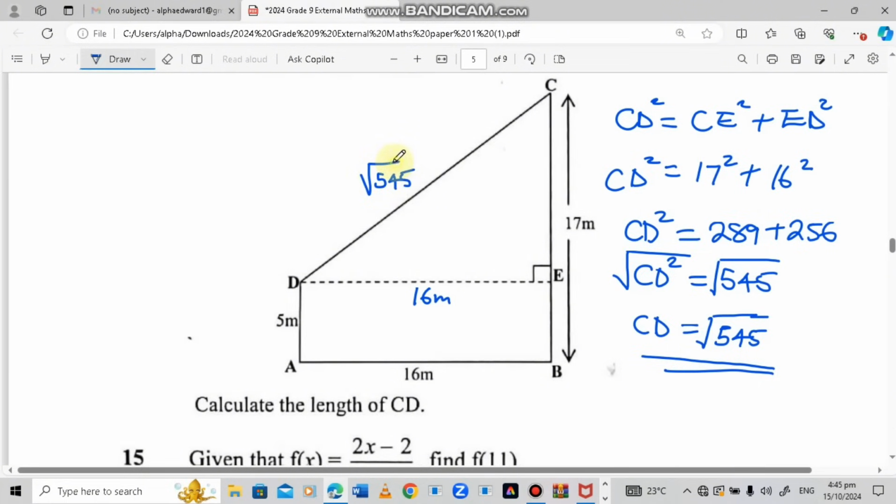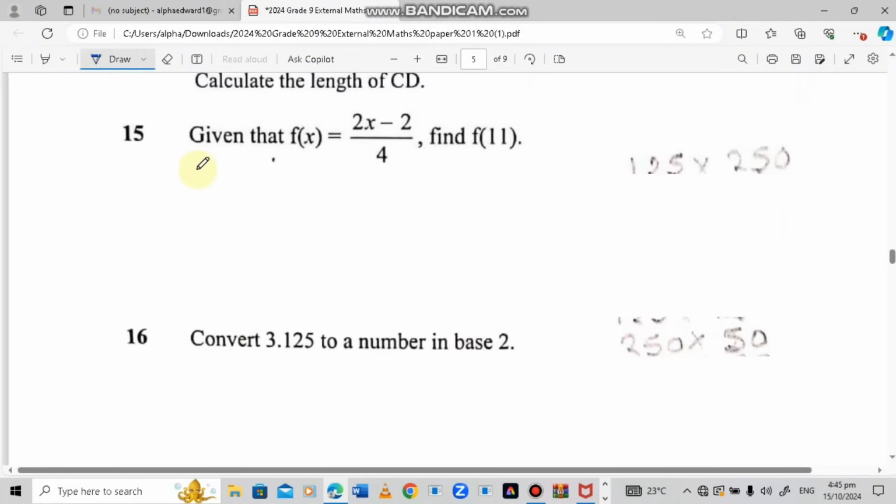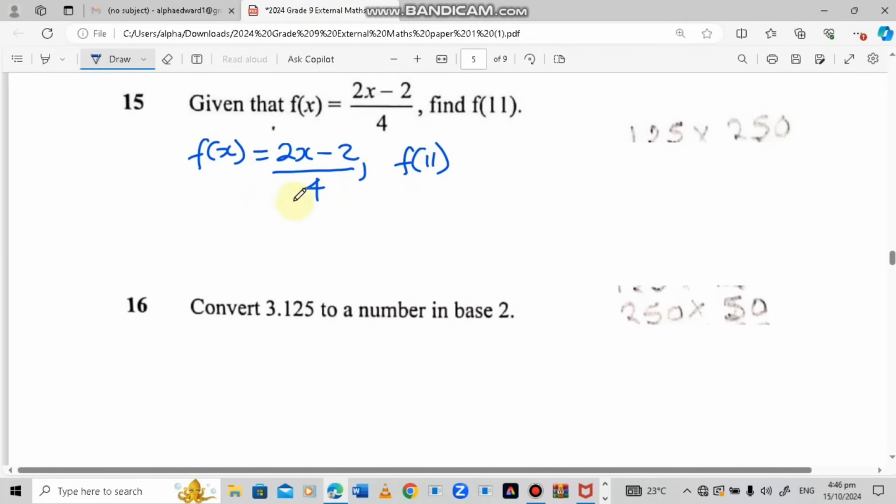Like this. All right, question 15 says, given that the function f of x is this one, so f of x is equal to 2x minus 2 over 4. Then find f of 11. So f of 11, what do they mean when they say f of 11? So you can see that where there is x here, they have replaced 11. So meaning in this function, where there is x, we are going to replace 11.